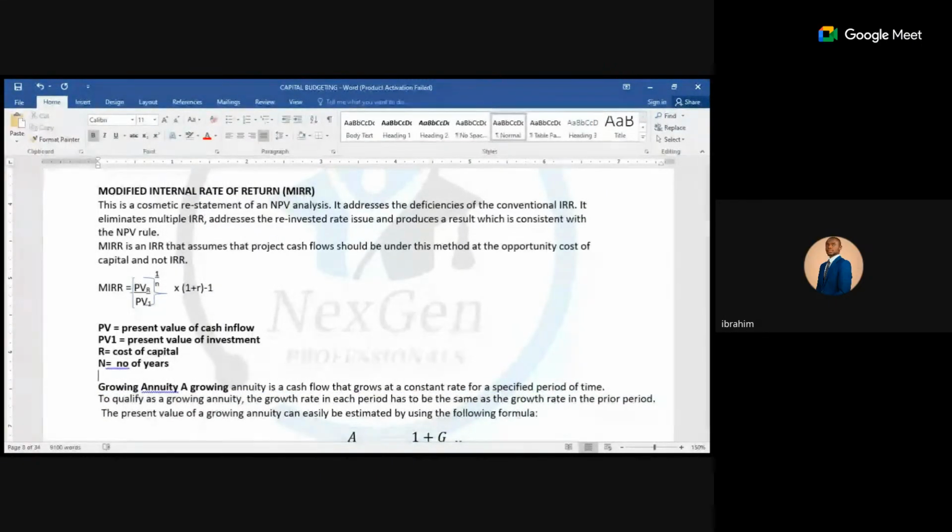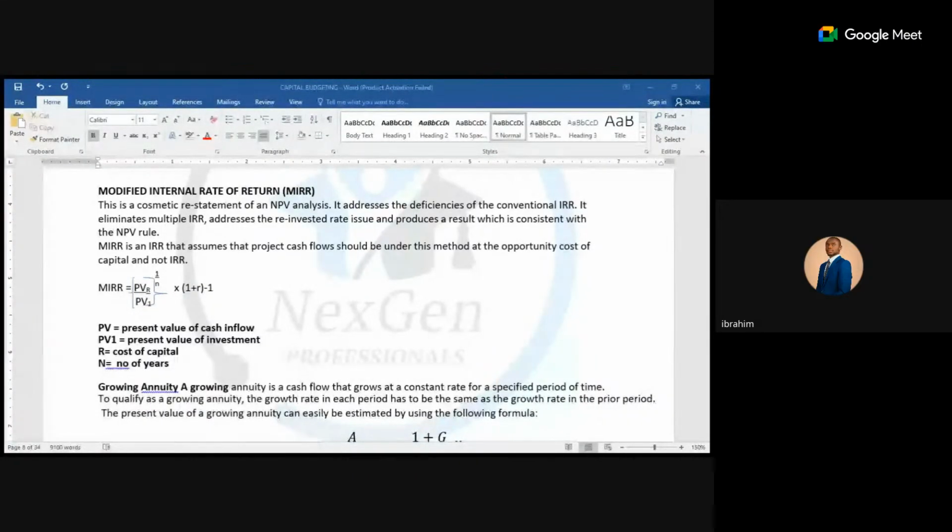So this is the modified internal rate of return, and this is the formula, right? If the examiner says calculate modified internal rate of return, we look at the present value of the cash inflow, the present value of the investment, the cost of capital, and the number of years.